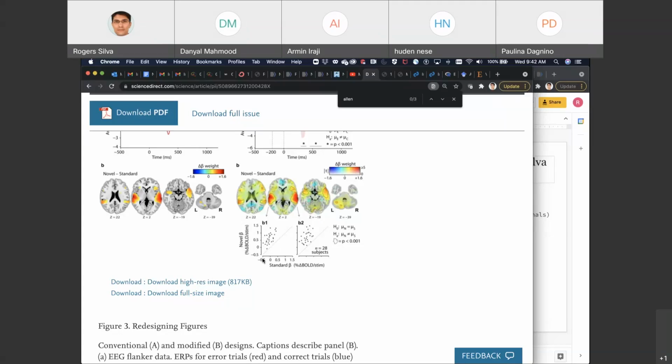In this case, this is what the beta value for the standards was. This is what the beta value for the novels was. And you see that the change going novel minus standard is positive because all values are here. It's consistent with that information. And it's just displaying it in a sort of summarized way.